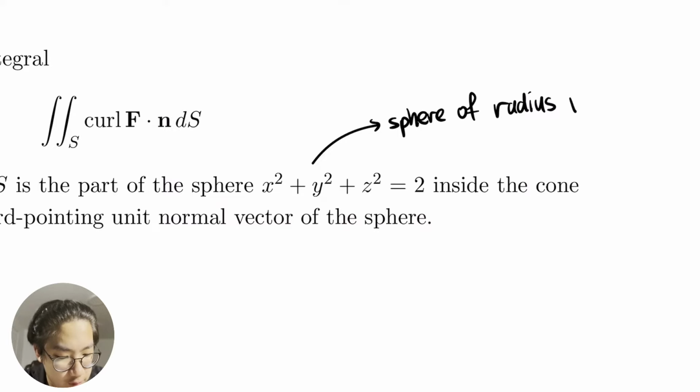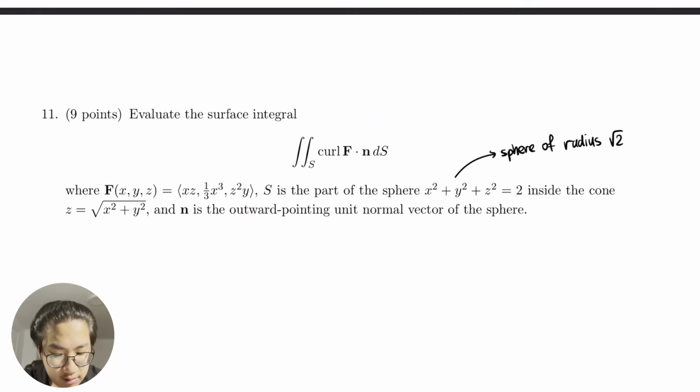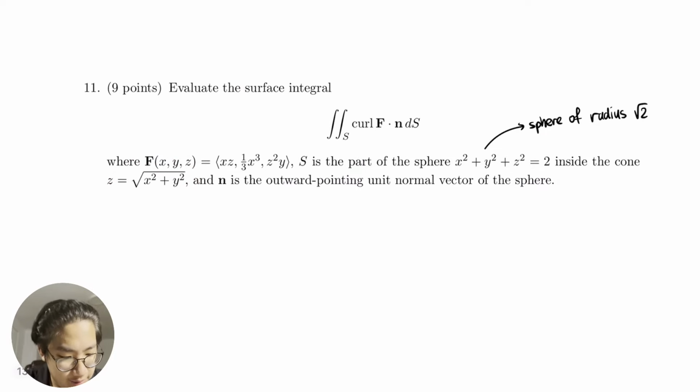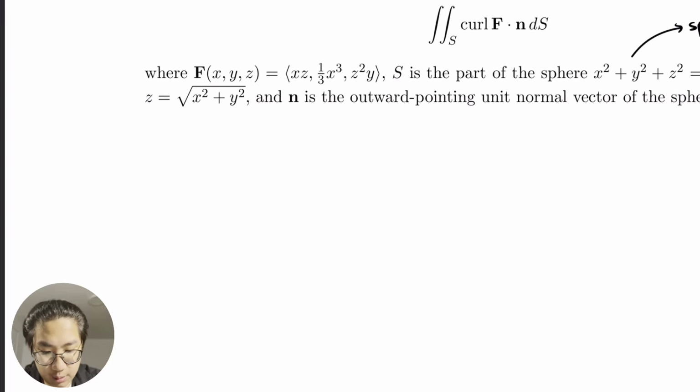Oh, sorry, root 2, my bad. Root 2, and it's inside of this cone over here. In this case, I don't think the drawing is too significant in terms of the labeling and everything though. So let's get into that. We'll quickly sketch this.